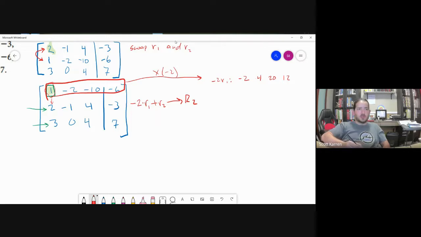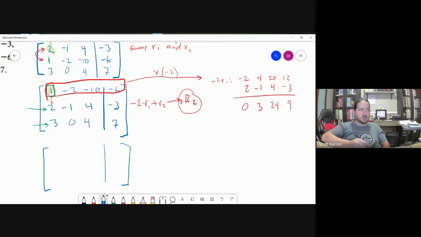And if I'm adding row 2, I can just leave row 2 as it is. That's just 2, -1, 4, and -3. If I add those together, I get a 0, a 3, a 24, and a 9. And that's going to be my new row 2, right? So when I come and write this next version of my matrix, my new row 2 is 0, 3, 24, 9. I'm not going to change row 1, so I'm going to write row 1 as well. That's 1, -2, -10, and -6.